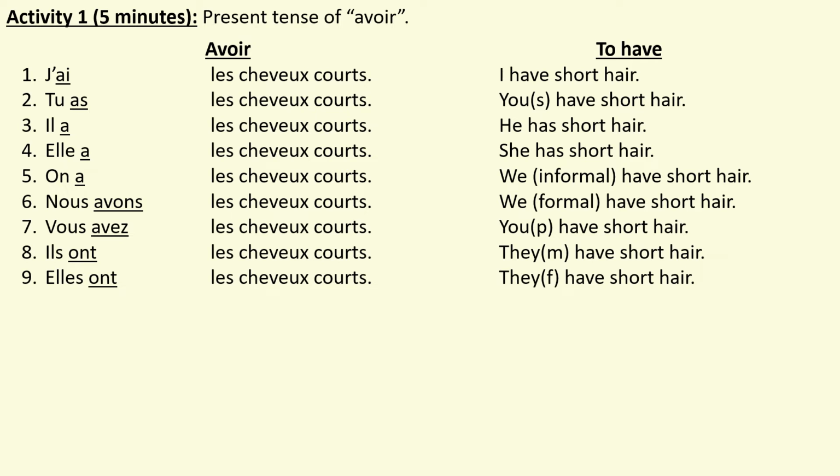They have short hair. Now the difference between ils and elles, when it's got an s at the end, is that you've got the masculine and the feminine version of they. Okay, in a few seconds I'm going to ask you to copy this in your exercise book, but before we do so, let's go through avoir again one more time. It's j'ai, tu as, il a, elle a, on a, nous avons, vous avez, ils ont, elles ont.